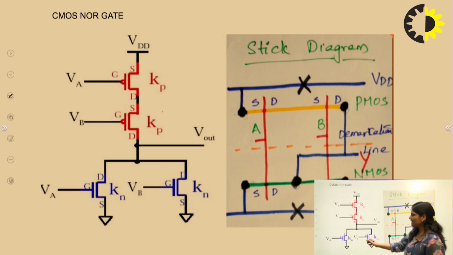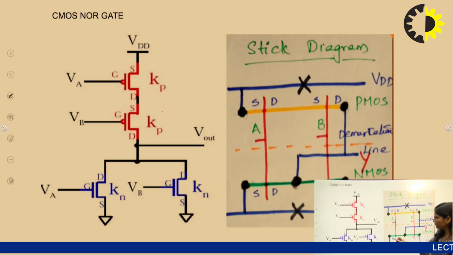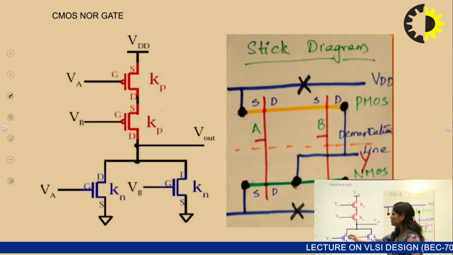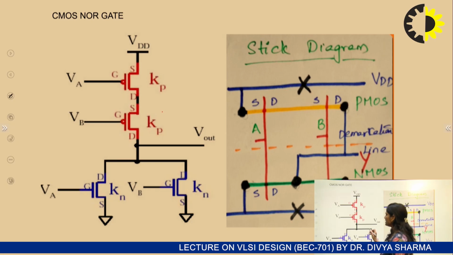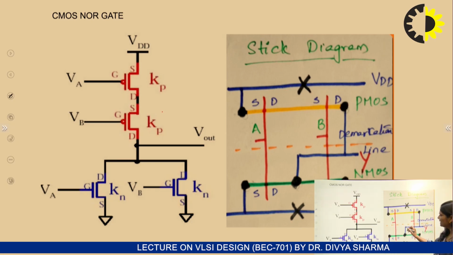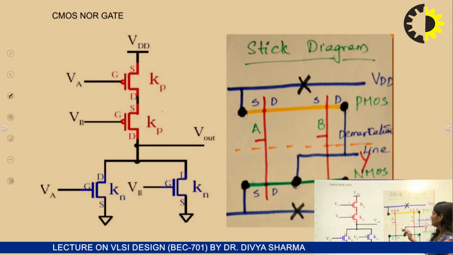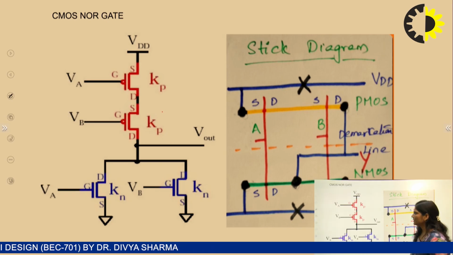Like this, we can take the case of NMOS. Here the sources are connected to ground, both sources are connected to ground. Then the source is connected to drain, and both these drains are connected to the output. So we can take a common metal line in between the drains, and this is connected to the output. Now draw a demarcation line in between PMOS and NMOS. So this is the stick diagram of the CMOS NOR gate.